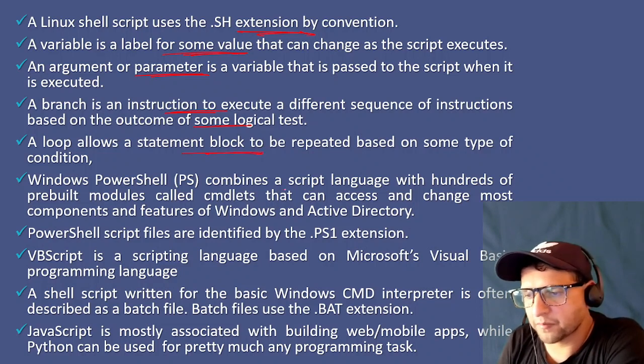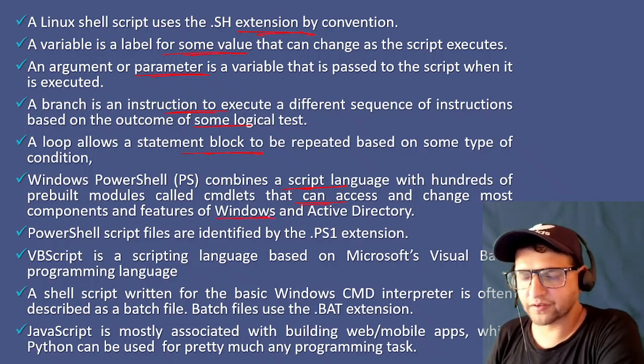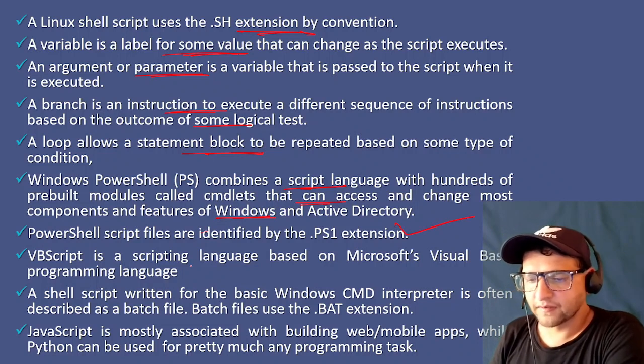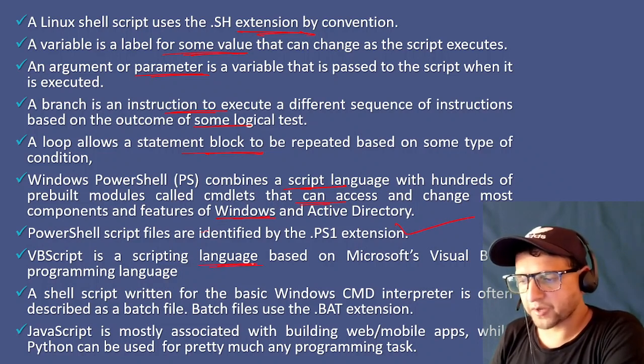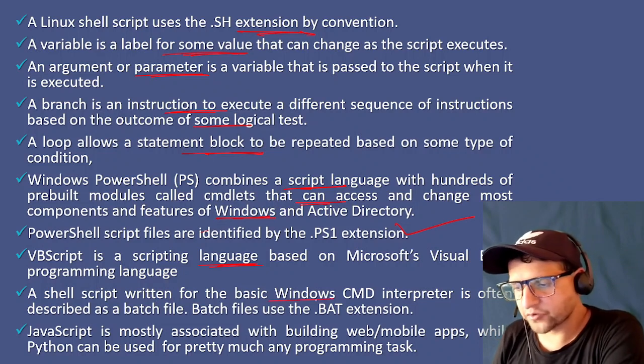Windows PowerShell combines a script language with hundreds of pre-built modules called cmdlets that can access and change most components and features of Windows and Active Directory. PowerShell script files are identified by .ps1. VBScript is based on the Microsoft Visual Basic programming language. A shell script written for the basic Windows command interpreter is often described as a batch file.